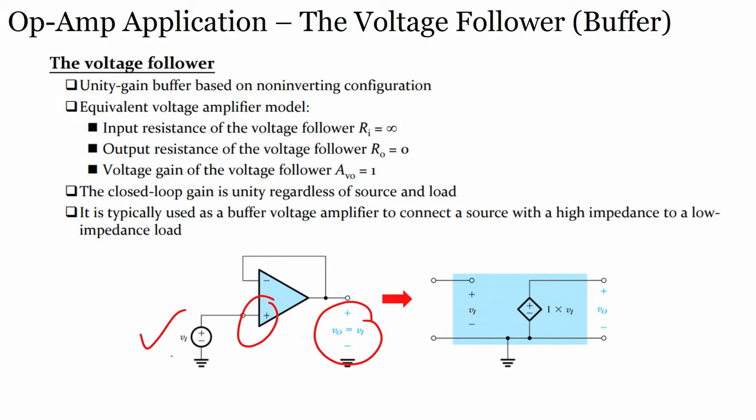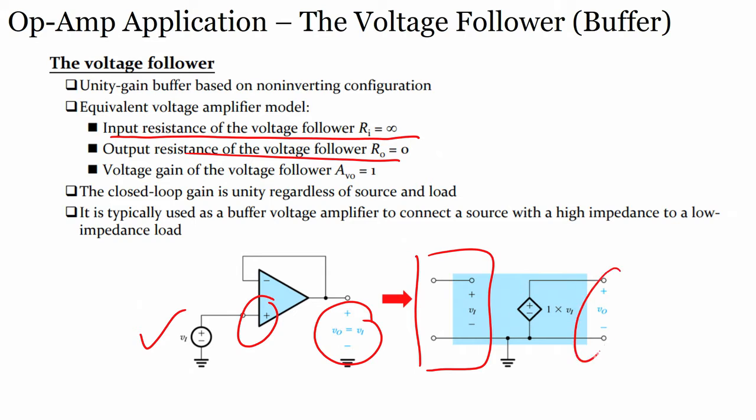You can see here, whatever voltage will be at the input, the same voltage will appear at the output. The input resistance of the voltage follower is infinite, right. That is how we can draw the equivalent circuit, or equivalent voltage amplifier model. So, output resistance of the voltage follower is 0, output voltage is 0, gain is 1. So, we have drawn gain equal to 1, very easy to understand the amplifier model.